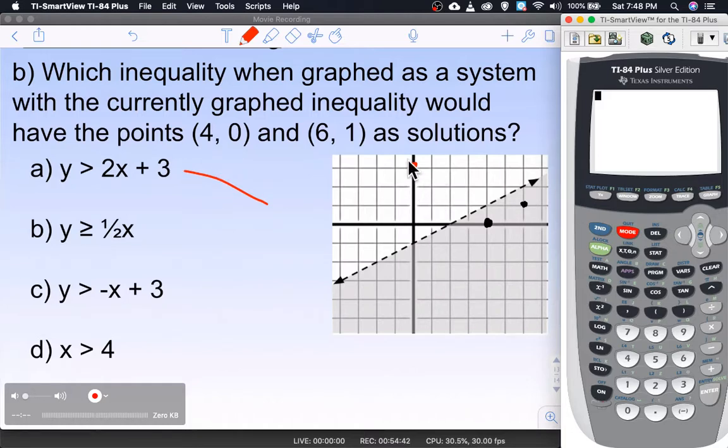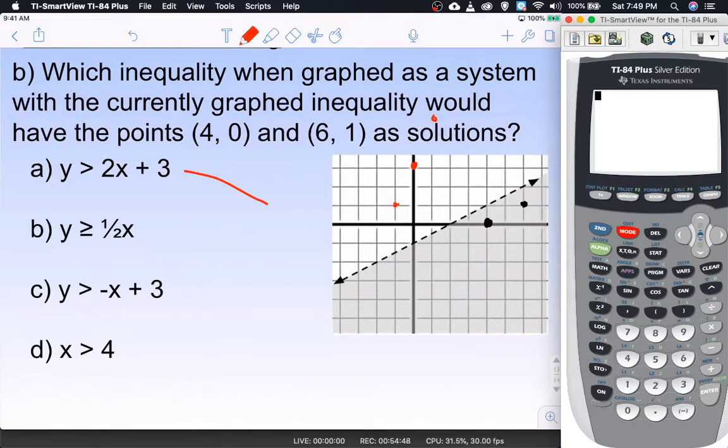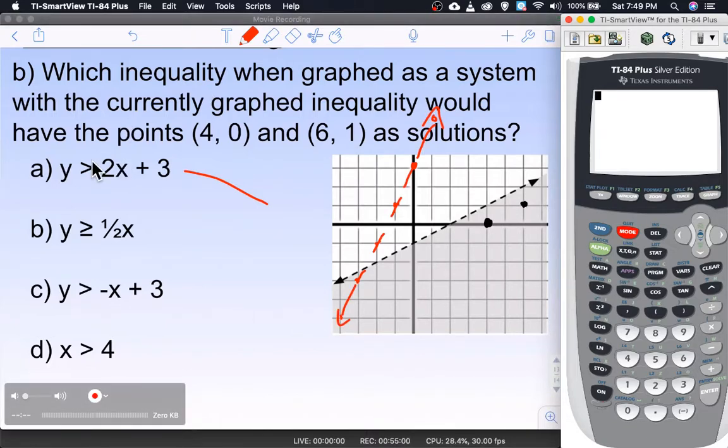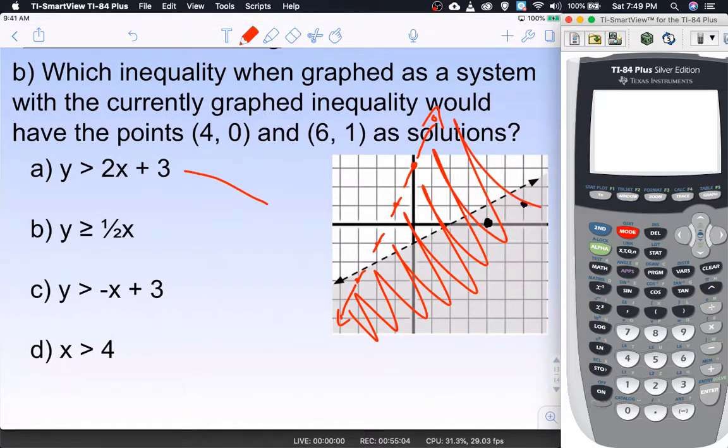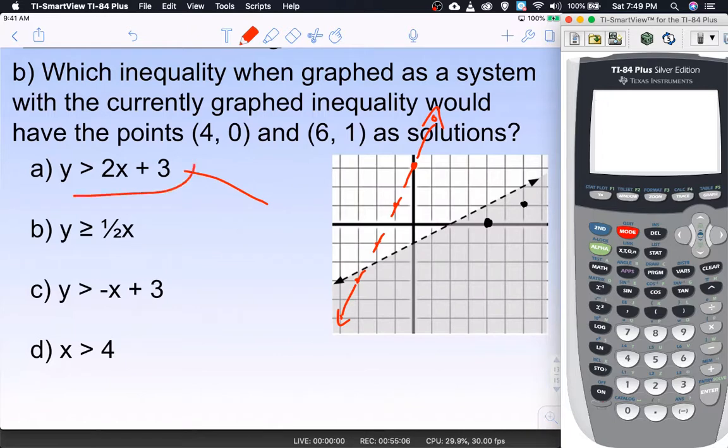So I graphed, there's the y-intercept, and then up 2 over 1 would be like over here, down 2 over 1, down 2 over 1, down 2 over 1. It is a dotted line. And I would be shading less than. You know what? I think that might be the answer.